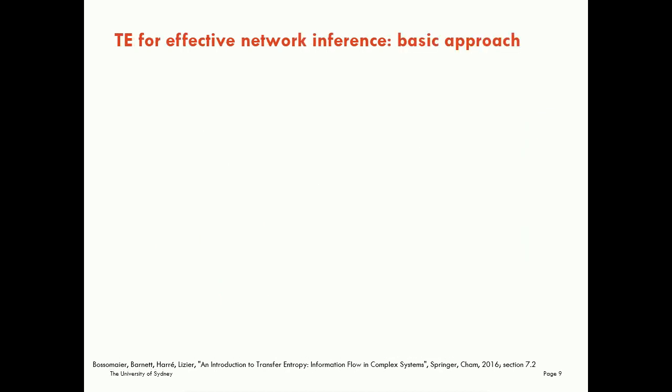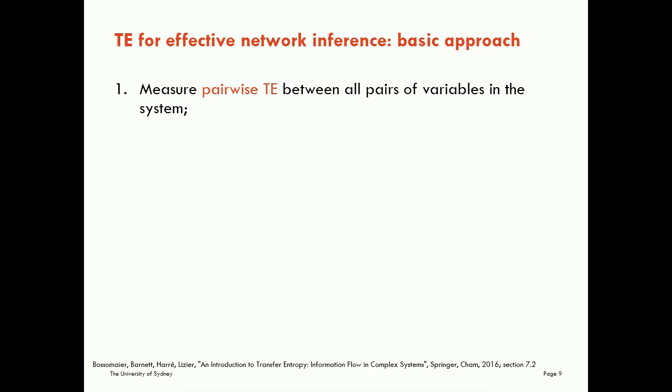Let's have a look at what we call the basic approach in our chapter in the book below. This was a way of characterizing the earliest approaches to use transfer entropy for effective network inference. The idea here is to first of all measure the pairwise transfer entropy between all pairs of variables in the system, and then to simply threshold those transfer entropy values to select connections for the network.